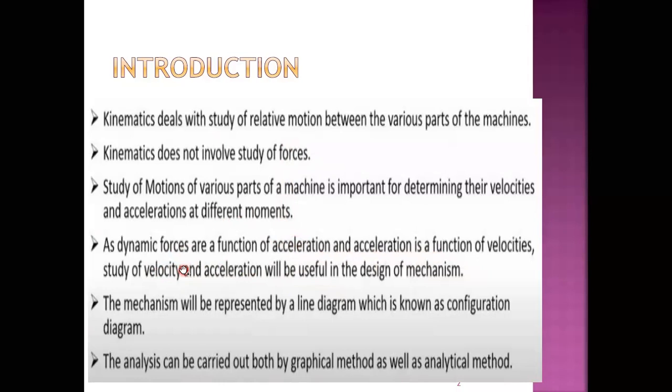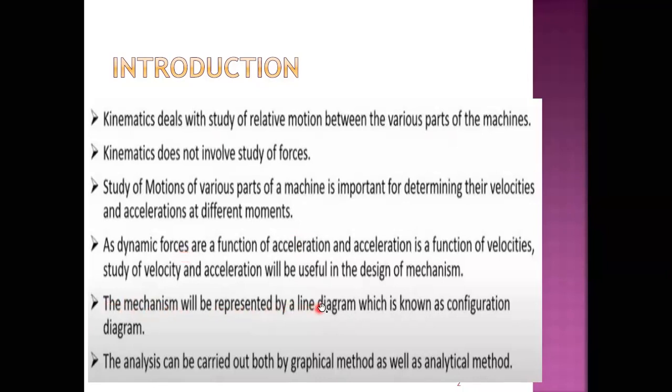That's why, when you are going to design any mechanism, you have to study the velocity as well as the acceleration of each link, when it moves in different directions: how the velocity and acceleration change, in what magnitude and in which direction. That's why it is a very important topic.